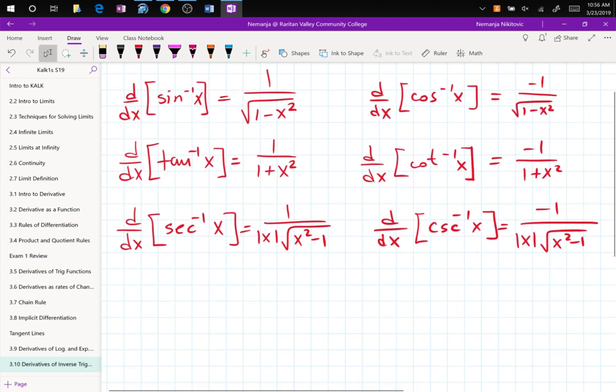Now the question is, how do we use these formulas? Well, we can't really use these formulas in this form because this is only for the case when you have sine inverse of x. Generally what we need is sine inverse of f of x, tangent inverse of f of x, right? So it's f of x that floats around. So the chain rule version of these formulas is what we actually care about.